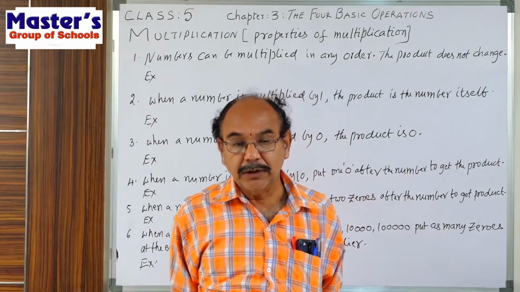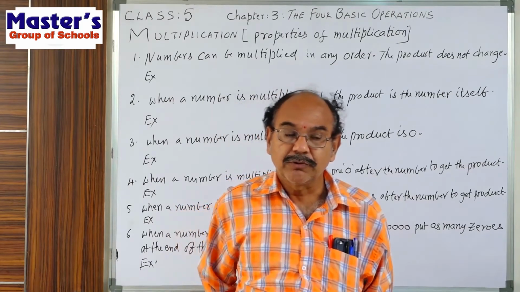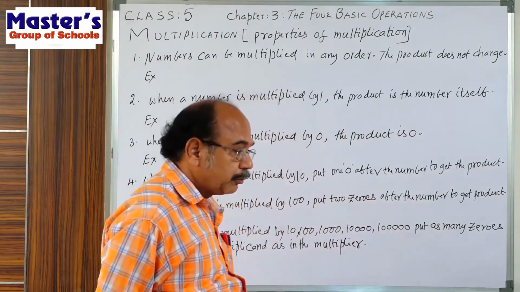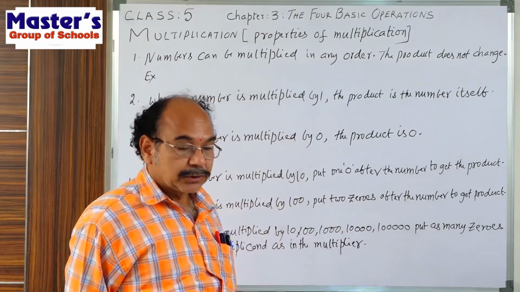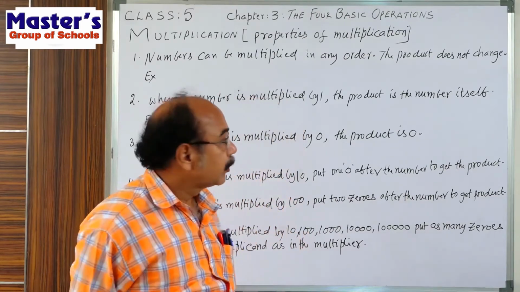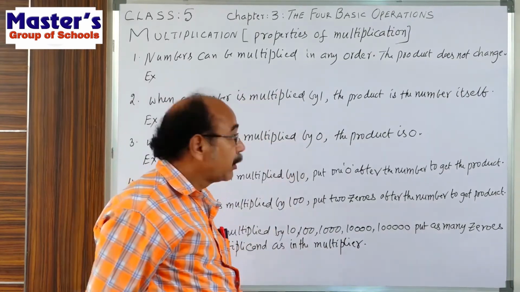How to find the total? How to find the product? I explained by showing the actual multiplication on large numbers. You did multiplication. Now you come here. Some properties are there in the multiplication.